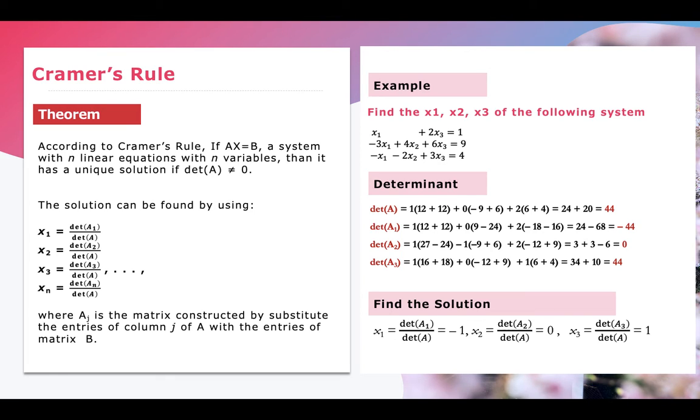For instance, to get the value of x1, you can divide the determinant of A1 by the determinant of A. Since the determinant of A1 is equal to negative 44 and the determinant of matrix A is equal to 44, then x1 equals negative 1. Continue the process and you will get x2 equals 0 and x3 equals 1.